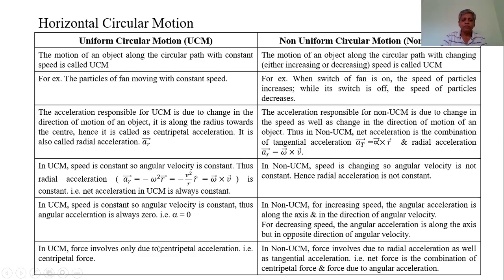We have already explained the figures in the slide before. The last difference is, in UCM, the force is involved only due to centripetal acceleration. That is the centripetal force. And in non-uniform circular motion, the forces involved are due to radial acceleration as well as tangential acceleration. That is, the net force is the combination of centripetal force and force due to angular acceleration. These are the differences between uniform and non-uniform circular motion.